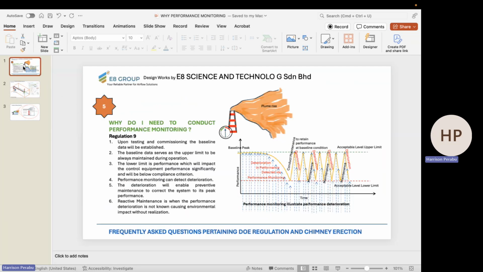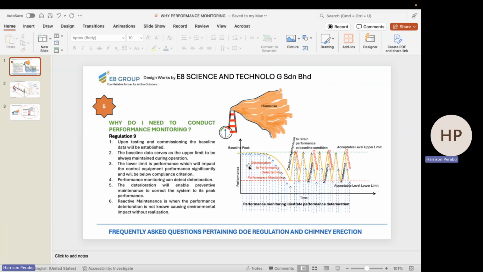Once we meet the numbers, once we reach the peak, this peak will serve as the upper limit. In fact, this peak is considered the condition we want to maintain the LEV system or the ventilation system at throughout its operation. So this is the green line, the acceptable condition, or I mean the baseline condition, which we want to maintain. The purpose of a baseline condition is to work as a reference point, for us to maintain throughout the entire operation.